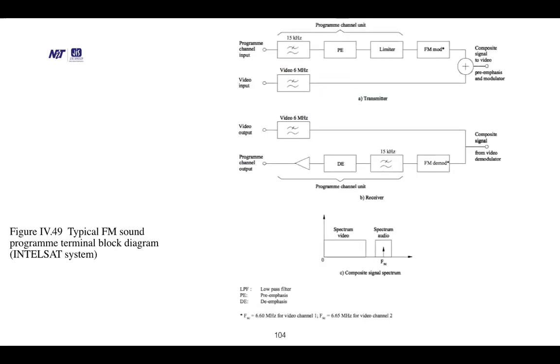So this is the typical FM sound program terminal block diagram. According to the method, this is the program channel input, then it is the 15 kilohertz program channel unit, corresponding pre-emphasis, limiter, FM modulator, and then multiplexing and through the modulator going to the outside. For the video signal also, video in the 6 megahertz video, then it is composite signal. We know the composite video signal is there, and then FM demodulator, then 50 kilohertz demodulating equipment, program channel to the output.